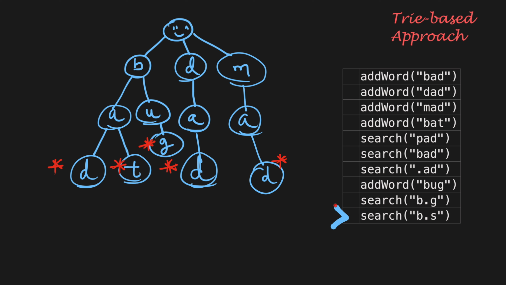For example, we search for the string b.s, and here the search is very similar to the previous search b.g, just that when we come to node U, we will only find the child G and no S, and hence we will return false. And since neither of the paths from B, that is A and U, have any child for character S, the overall search will return false.